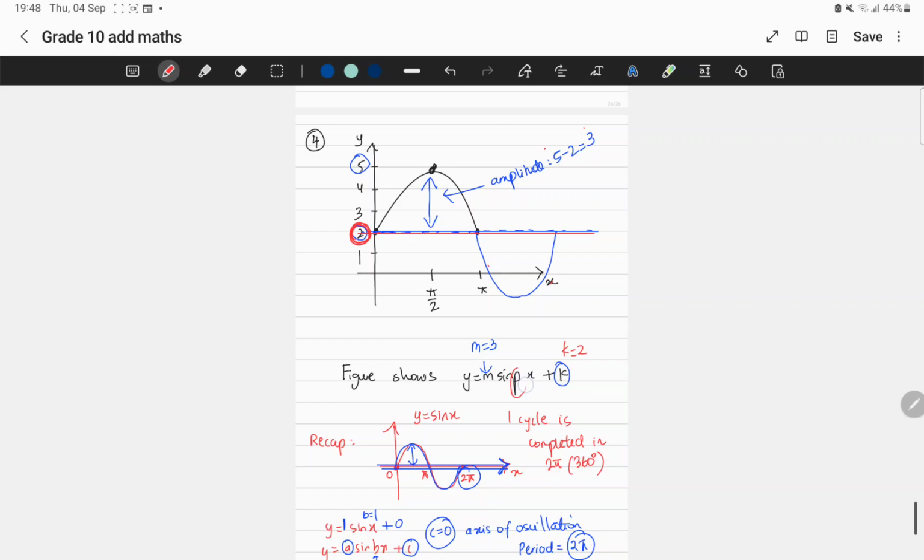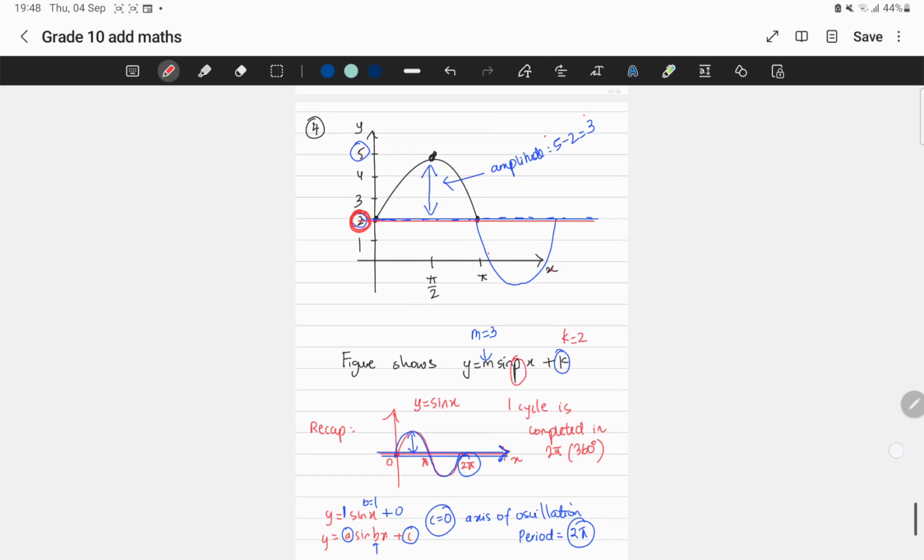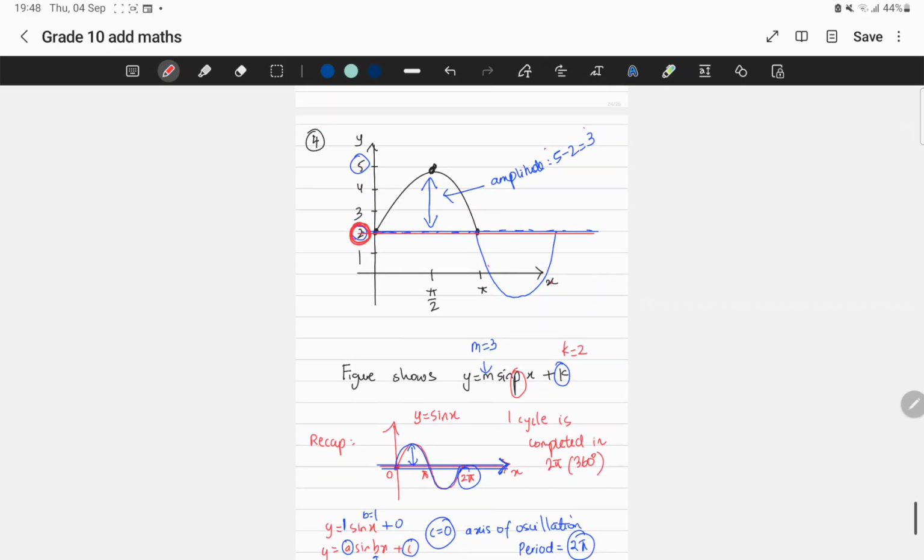Now for the value of p. Like the value of b, we must first determine the period. If we find the half cycle ends at pi, the full cycle will obviously be 2 pi, twice that. And if it completes the full period in 2 pi, the period is equal to 2 pi, which means that p will be equal to, the formula is 2 pi divided by the period, which is 2 pi divided by 2 pi, which is 1. So here, p will be equal to 1. And that's it, you get your 3 answers: m equals 3, p equals 1, k equals 2.